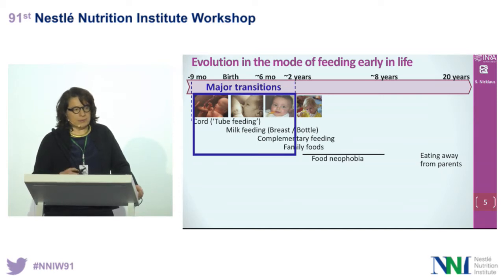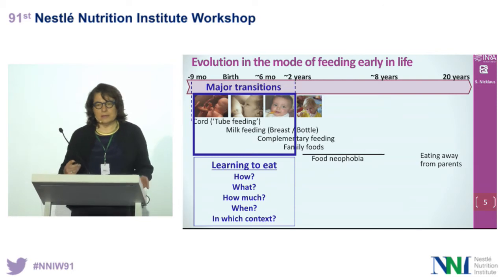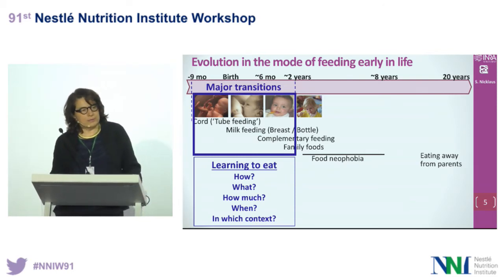And basically what happens during this time frame is that children have to learn how to eat, what to eat, how much to eat, when to eat, and in which context. So all the elements that will ultimately constitute their eating behavior. And this is quite an important aspect to take into account and to understand. And this is why this period is also so important, sensitive, because the child is basically learning what will ultimately constitute his eating habits.